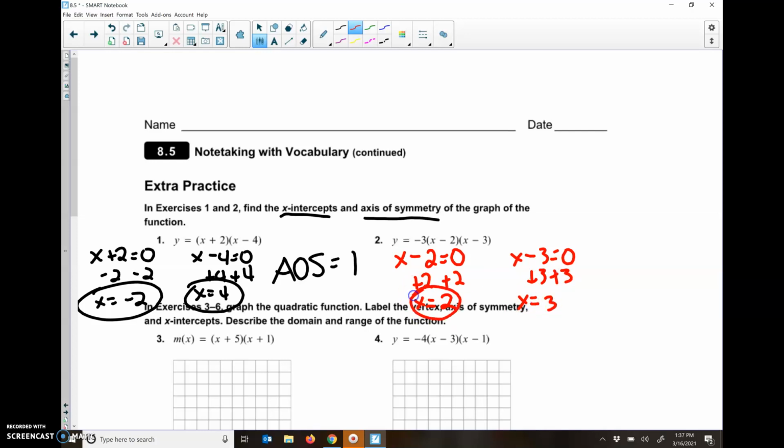So one intercept is 2, one intercept is 3. The axis of symmetry is then in between 2 and 3. So 2 plus 3 is 5, and 5 divided by 2 is 2.5.